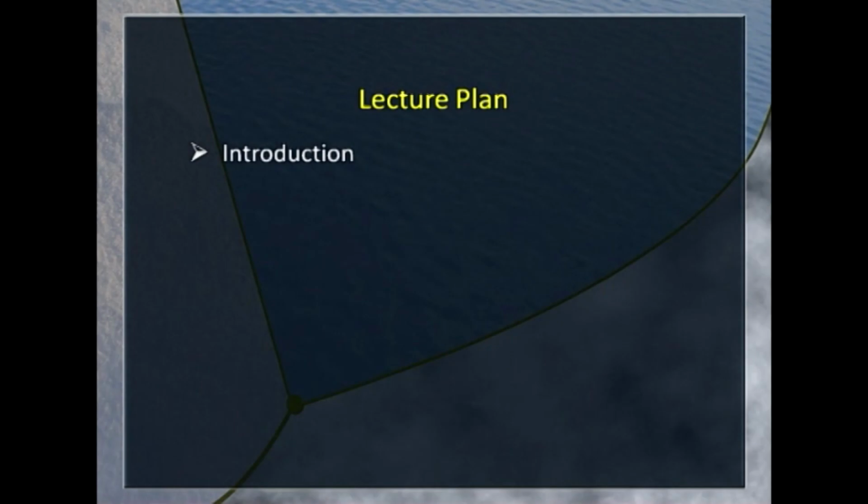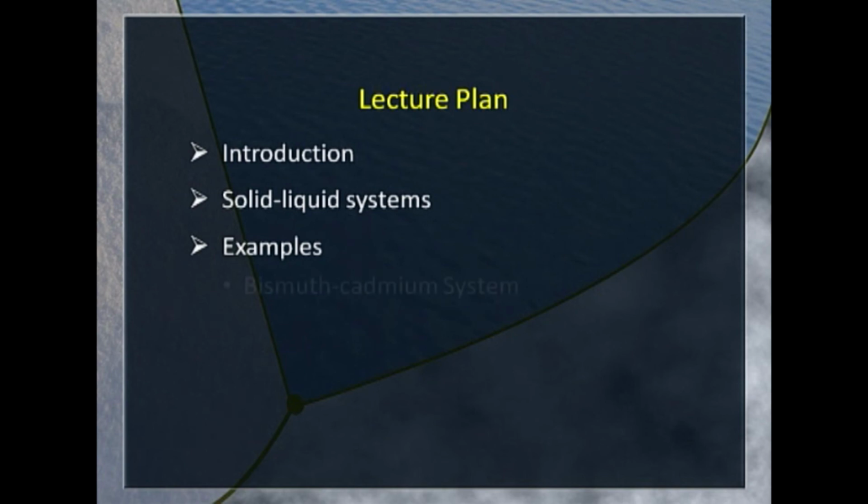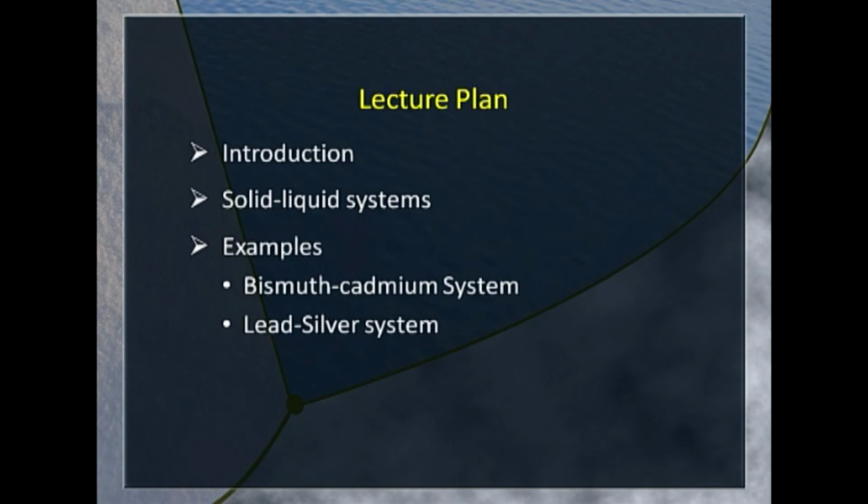In today's lecture, we start with the introduction to solid liquid systems, and then discuss some examples of such systems. Mainly, the examples that we have taken up for discussion are the bismuth cadmium system and the lead silver system. These two systems we will be discussing in detail.